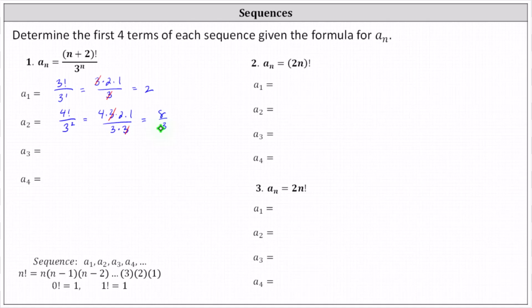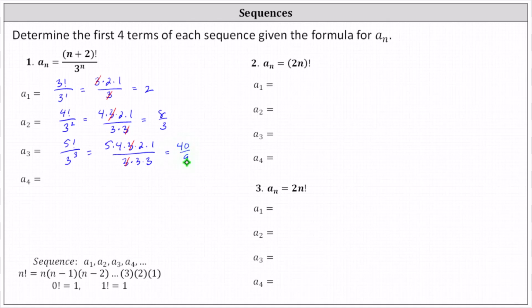To determine a sub 3, we substitute 3 for n. 3 plus 2 is 5. A sub 3 equals 5 factorial divided by 3 to the power of 3, or 3 cubed. 5 factorial equals 5 times 4 times 3 times 2 times 1. 3 cubed equals 3 factors of 3. Once again, simplifying, 3 divided by 3 simplifies to 1. Nothing else simplifies. The numerator is 5 times 4 times 2, which is 40. The denominator is 3 times 3, which is 9. A sub 3 equals 40/9.